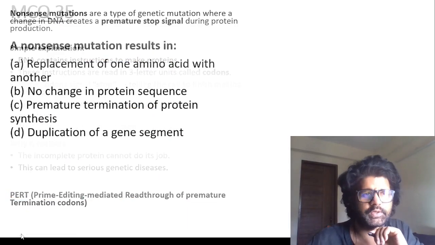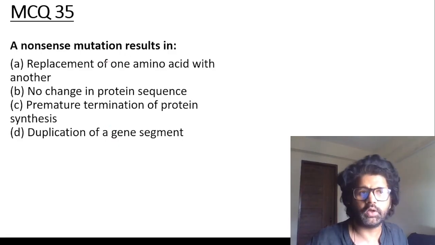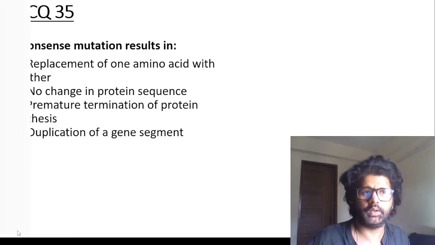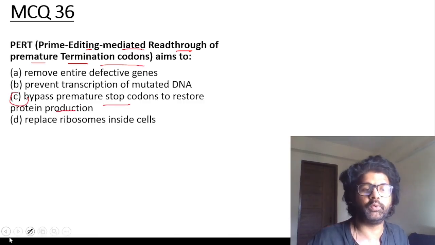PERT. Let's solve some questions so that you can understand what you have to learn and what you don't. Nonsense mutation results in premature termination of protein synthesis. PERT, prime editing mediated readthrough of premature termination codons, aims to bypass premature stop codons to restore protein production.